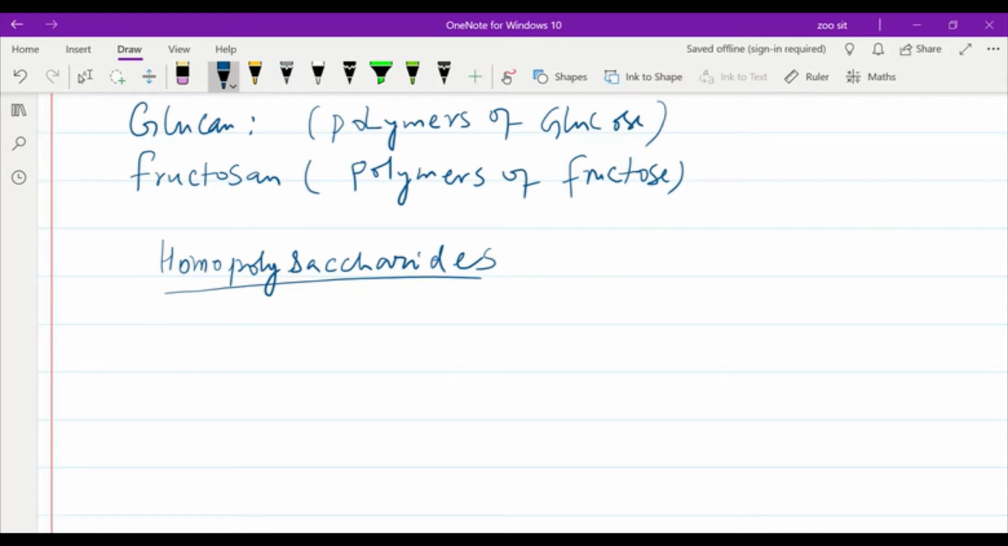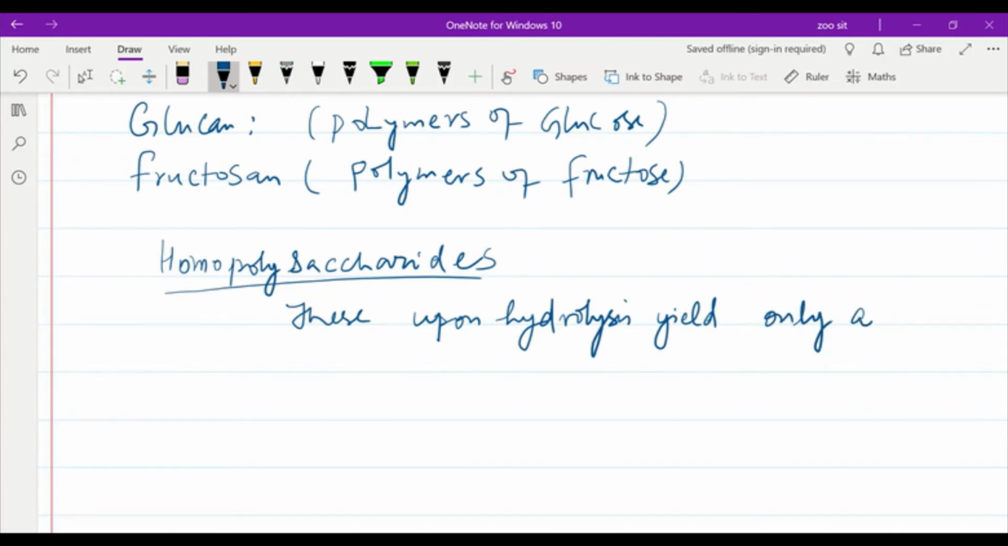Homopolysaccharides, upon hydrolysis, yield only a single type of sugar.